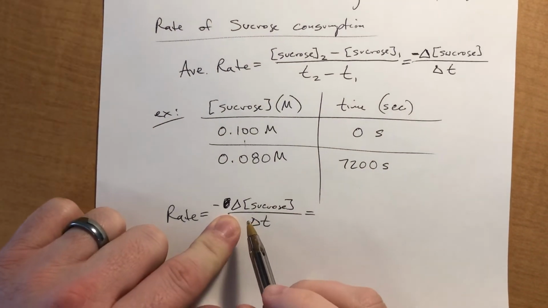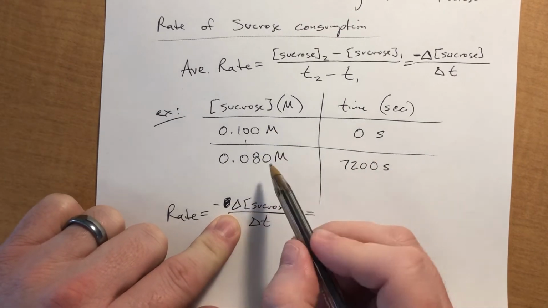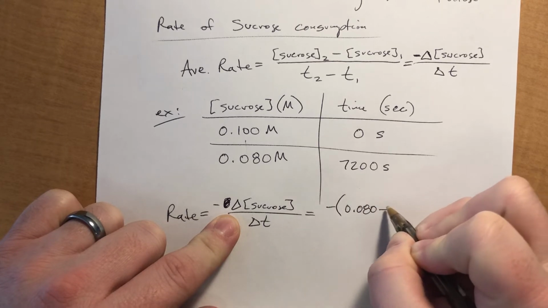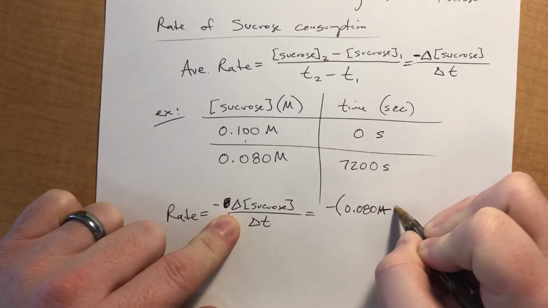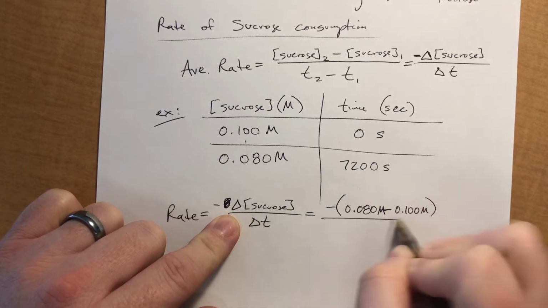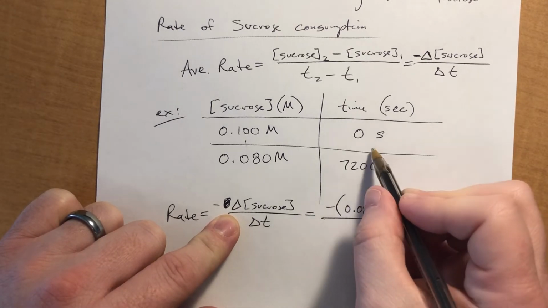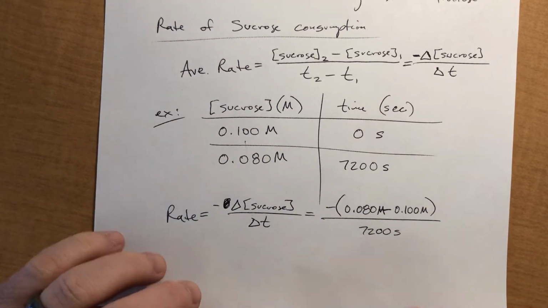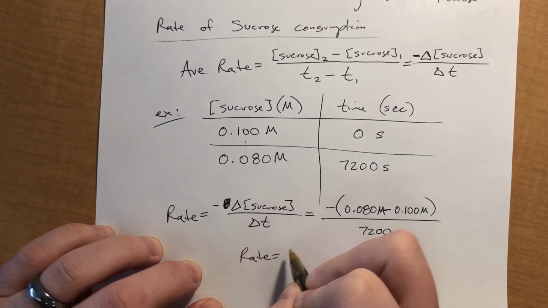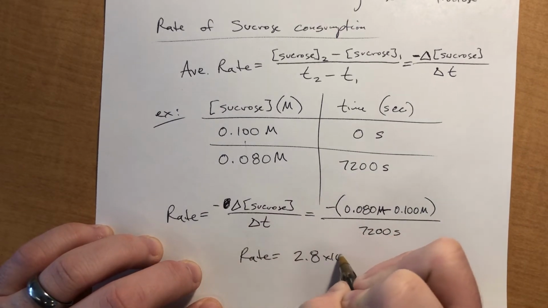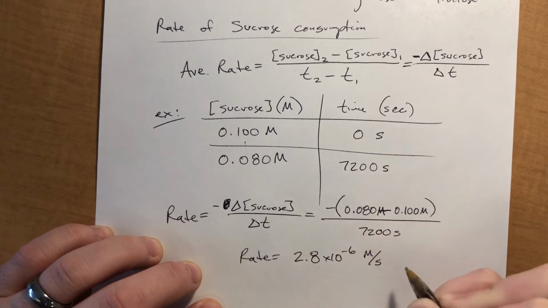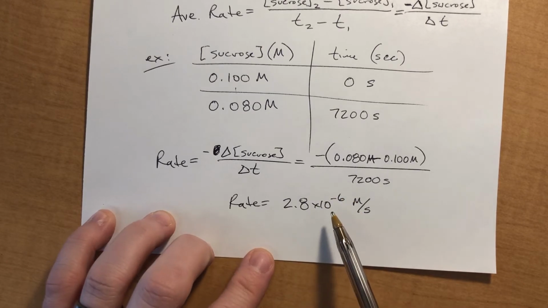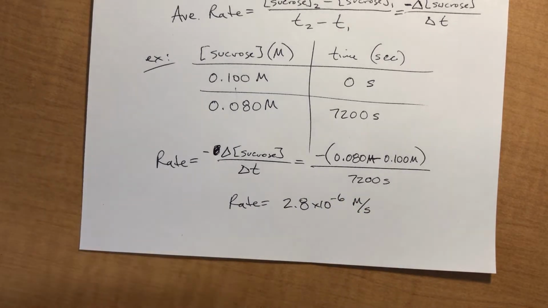Okay, so we have these values, the final minus the initials, so this would be 0.080 molar minus 0.100 molar, divided by 7,200 minus 0, which is 7,200. If we plug everything in, the rate comes out to be 2.8 times 10 to the negative 6th molar per second. In this chapter, we are going to see a lot of scientific notation because rates can be really, really big or really, really small.